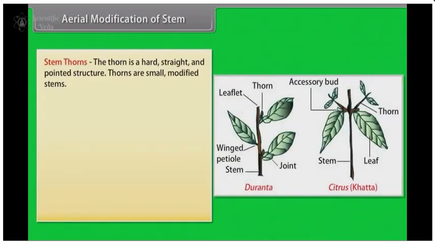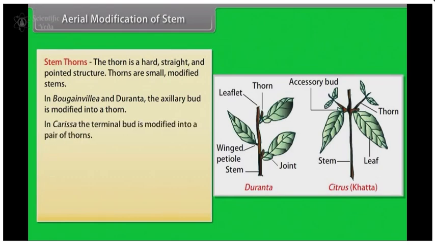Stem thorns. The thorn is a hard, straight, and pointed structure. Thorns are small, modified stems. In bougainvillea and duranta, the axillary bud is modified into a thorn. In carissa, the terminal bud is modified into a pair of thorns.